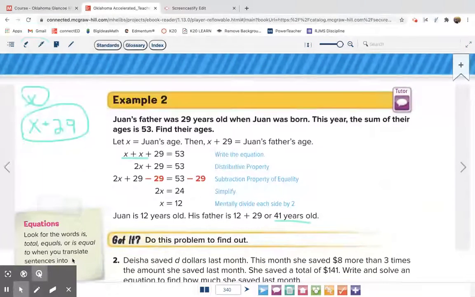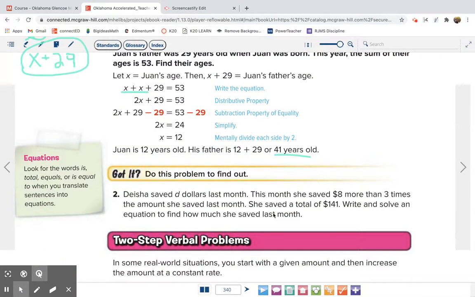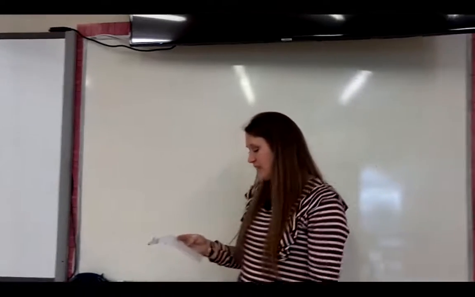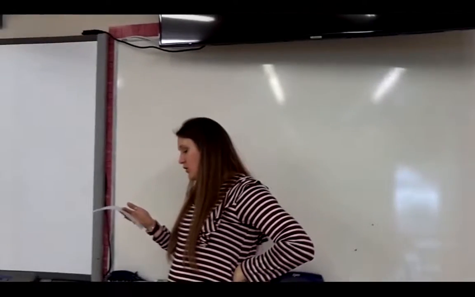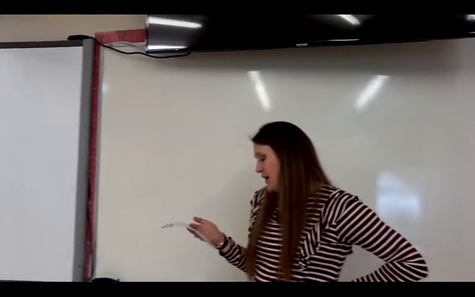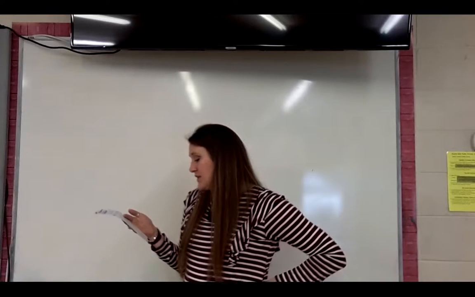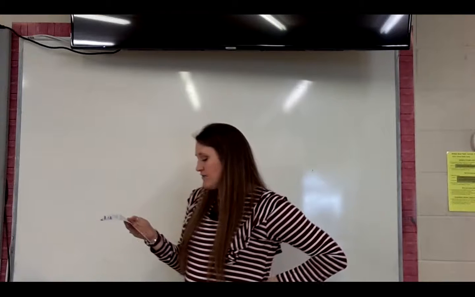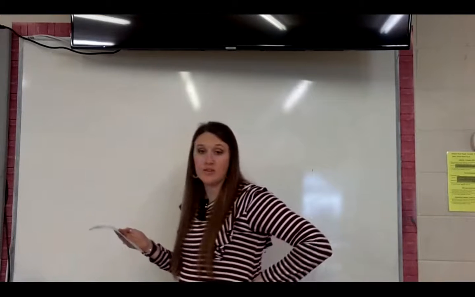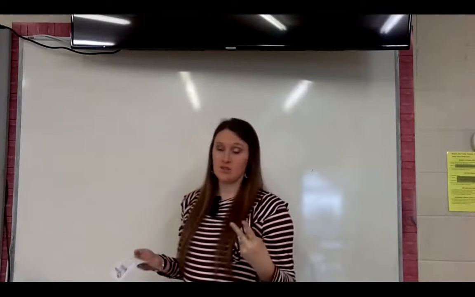Okay, so I want you to try number 2 right here, and then I'll go over it with you. Okay, number 2, I'm not going to write it down. It says Daisha saved $D last month. This month, she saved $8 more than 3 times the amount she saved last month. She saved a total of $141. Write and solve an equation to find how much she saved last month. So we'll have 2 answers. Our equation, and then they tell us to solve it.